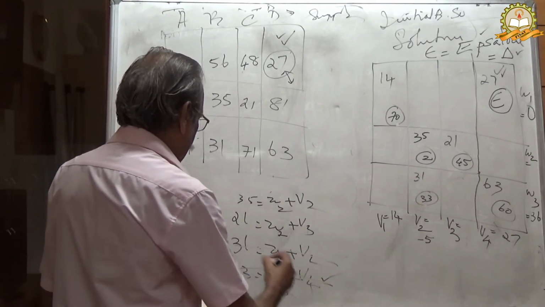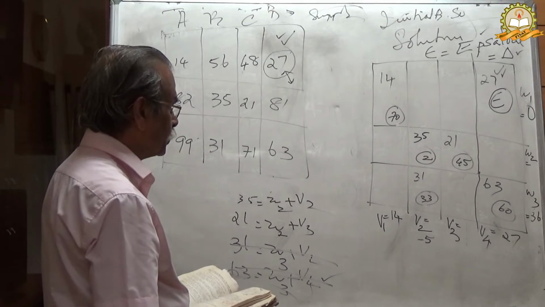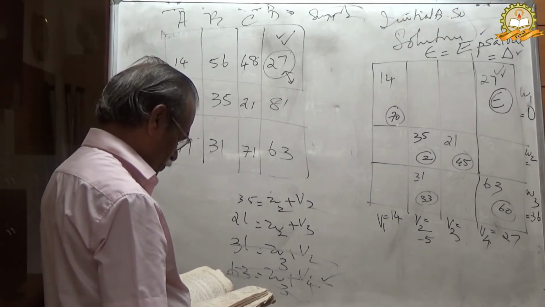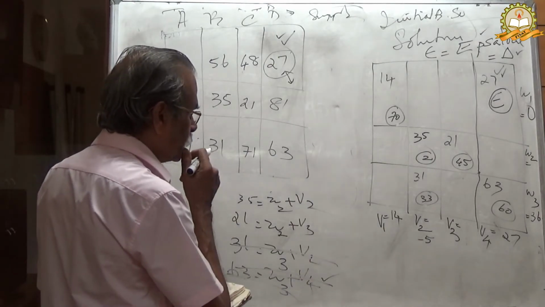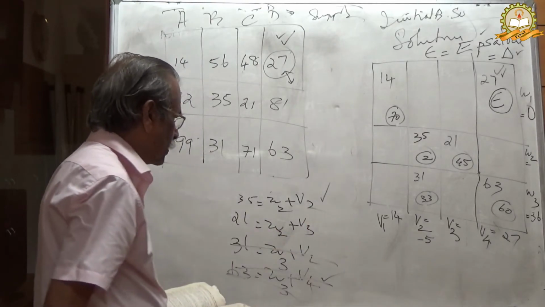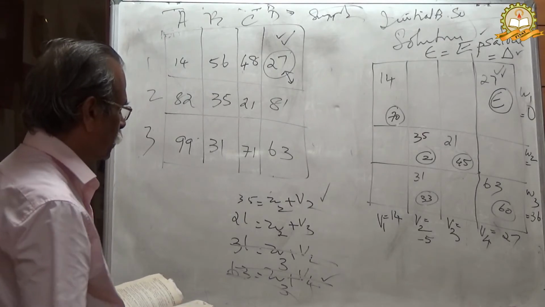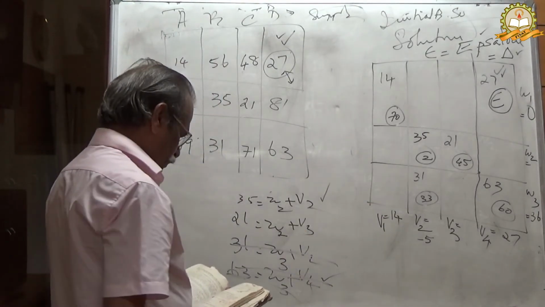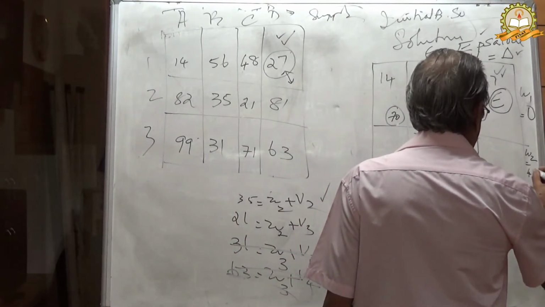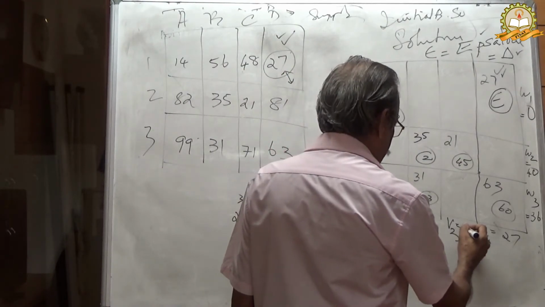Then 21 equal to U2 plus V3. V3 unknown, U2 also unknown. Okay, you consider 35 equal to U2 plus V2, where V2 equal to minus 5. Therefore, U2 equal to 40. Applying that here, V3 will be minus 19.